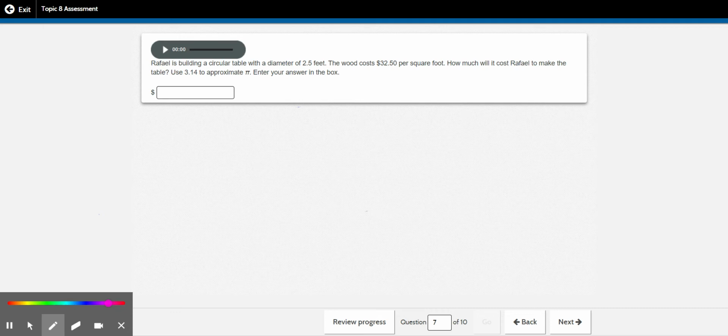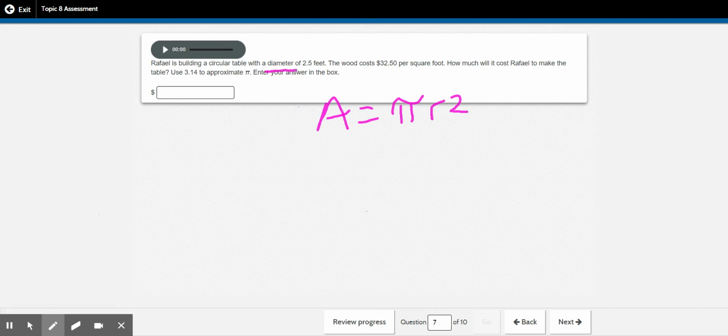Let's think to ourselves, are we finding the circumference, which is the outside of the circle, or the area, which is the inside of the circle? So we're going to find area. Here's our formula, pi r squared, but it gave us the diameter. How can we change the diameter into the radius? Again, it's going to be half, right? So we have 3.14. Now half of 2.5 is 1.25 squared.